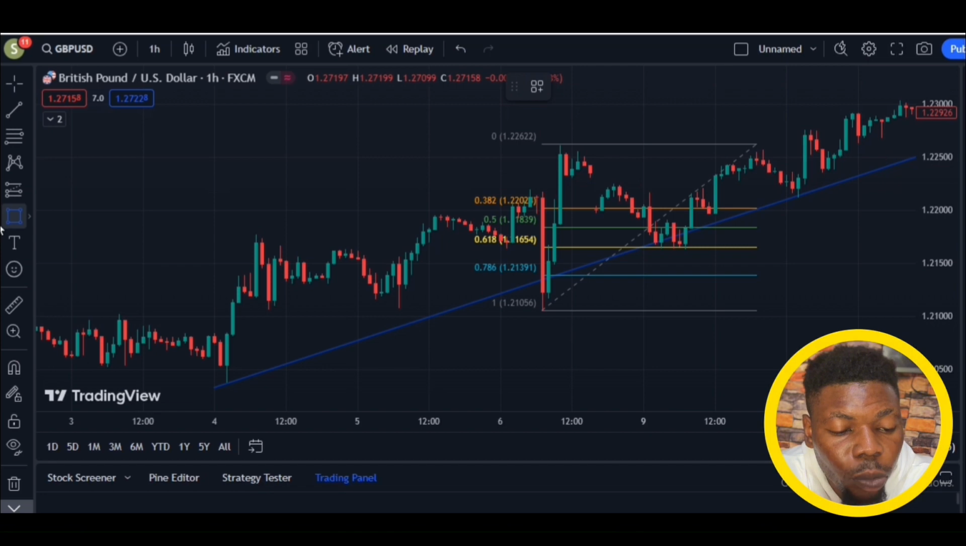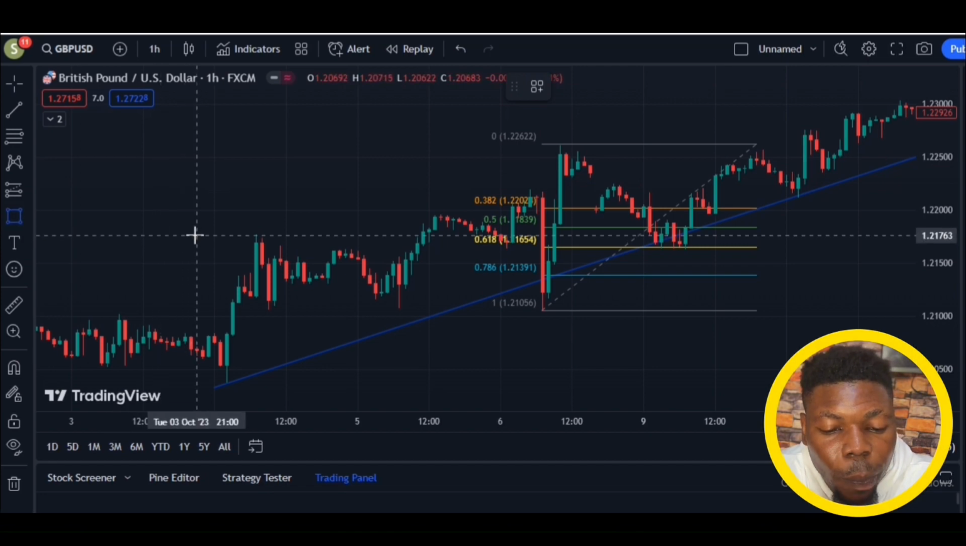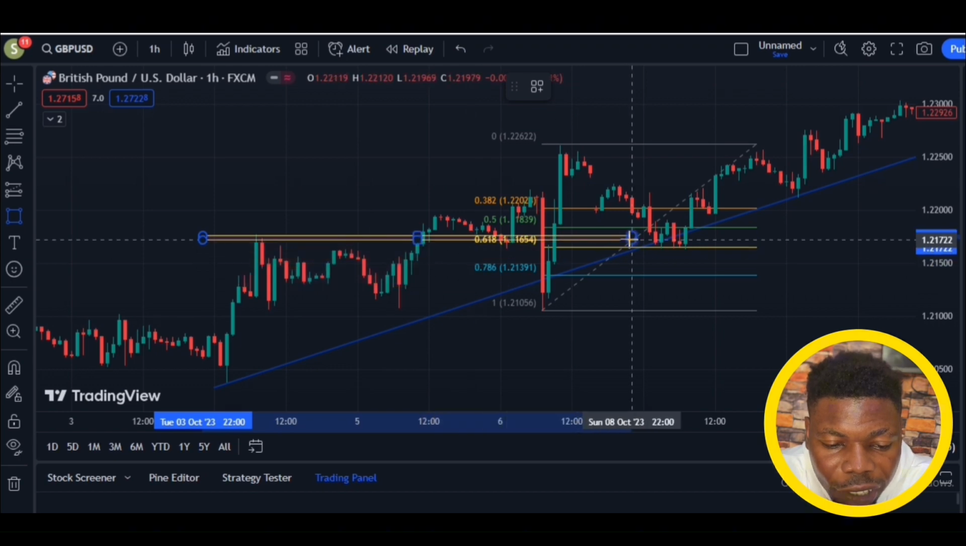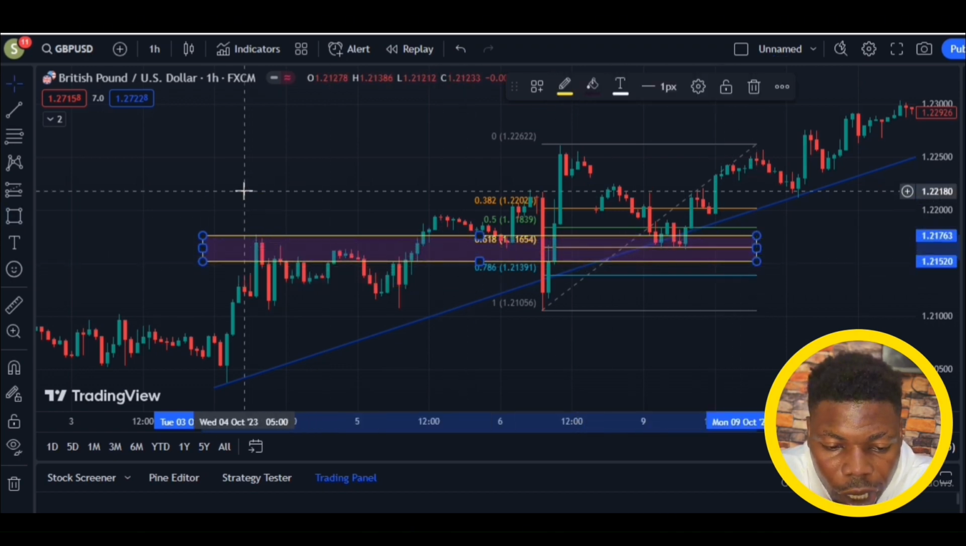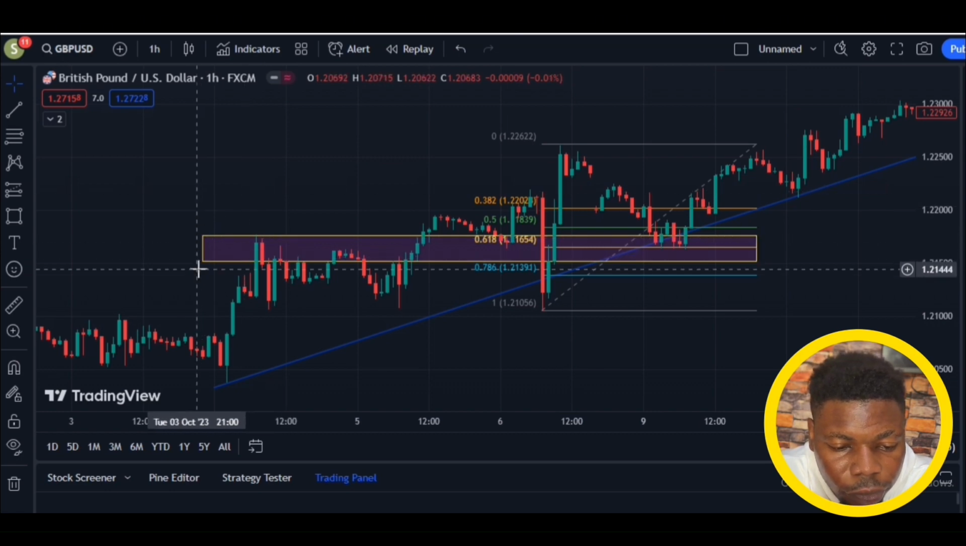So here we need to identify a supply zone where the fib level reacted from. So the fib level reacted from this supply zone.